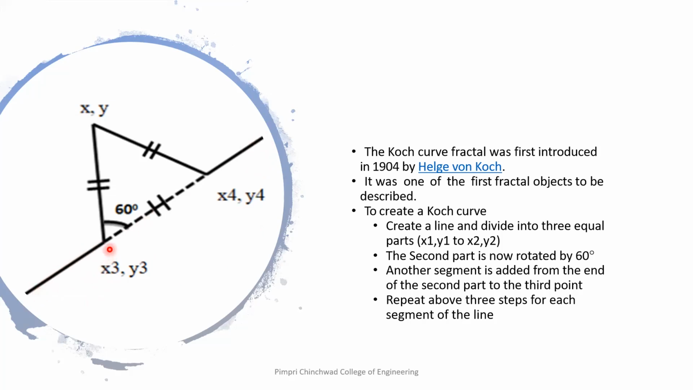Then what should I do? I should divide this straight line into three equal parts. Then I will take this part and rotate it by a 60-degree angle. I will get a new point over here, xy. I will join from xy to this point, x4, y4, so that one equilateral triangle is created, and I will omit this line. Right now, this is the first iteration. In the next iteration, we have to apply the same algorithm for all four segments.